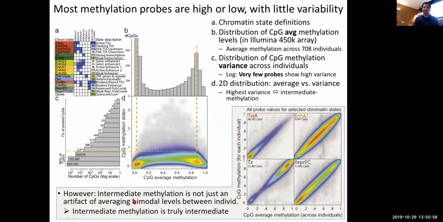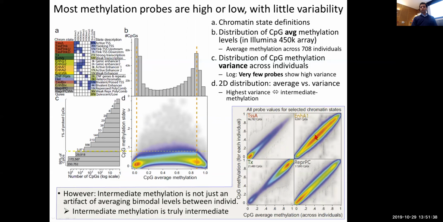And then we also checked that this intermediate methylation was not simply an artifact of averaging bimodal events between individuals. You could say, well, hey, maybe this is average methylation because in half the people it's here and the other half of the people it's here. Everybody with me on that? And what we found is that, in fact, no, it didn't appear to be that. If that was the case, you would find that the intermediate probes are populating the entire spectrum here, but no, the intermediate probes are still mostly intermediate across all individuals, and they just vary by a little bit around that.